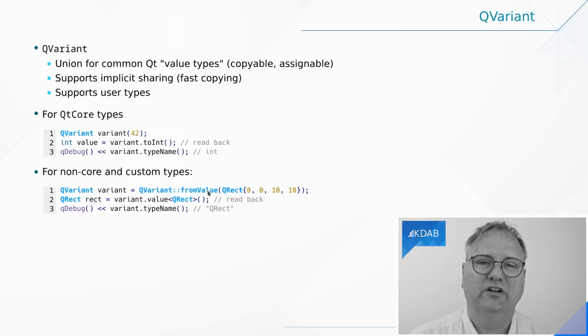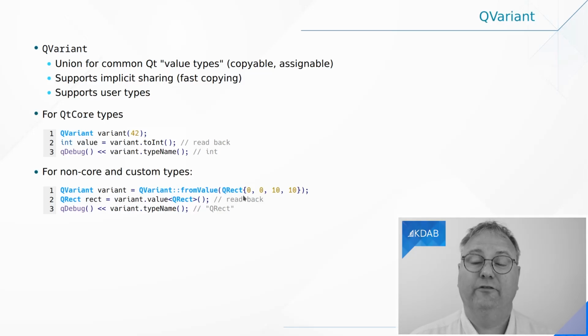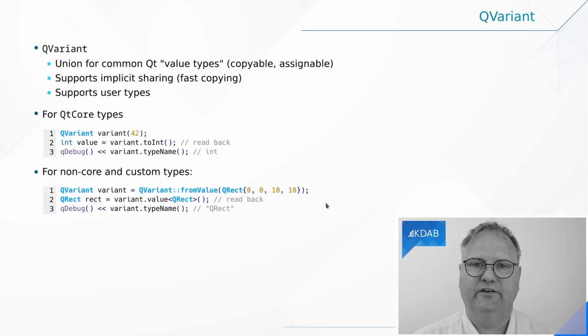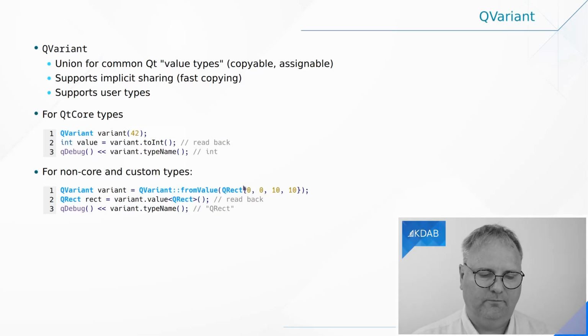QVariant::fromValue is actually a templatized method. So if you wanted to do it 100% correct, you would write QVariant::fromValue, less than QRect, greater than, and then parentheses and this stuff here. But the way that C++ works, if it sees a QRect there and there's one of the templatized methods that takes a QRect template parameter, then ta-da, you have a match. Actually, it's the constructor parameter that matches. Anyway, now I've wrapped this into a QVariant, and I can go and get it out again.